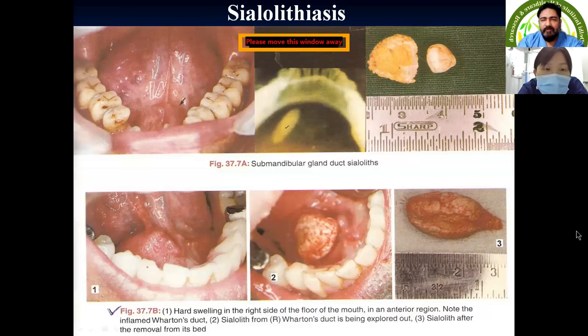Now these were taken from a book. This is the size when taken out.